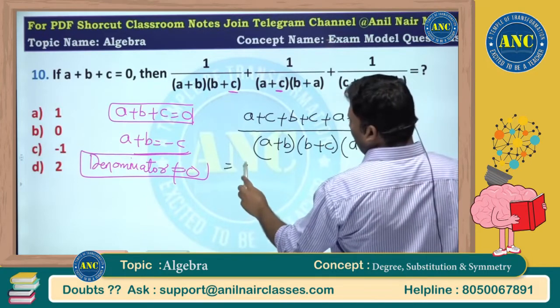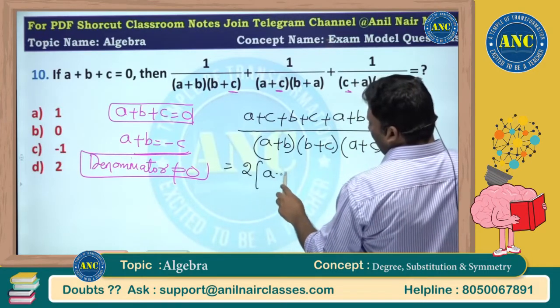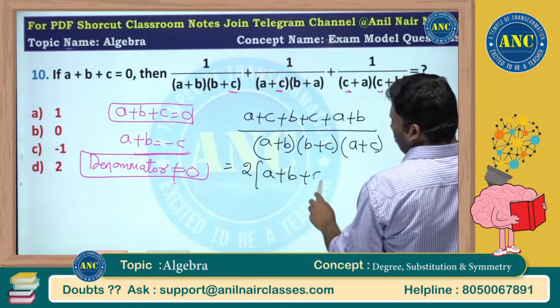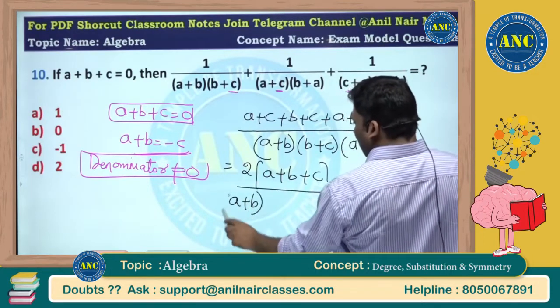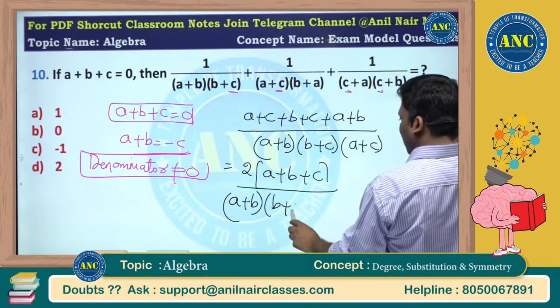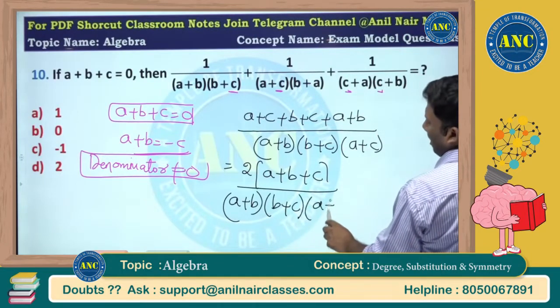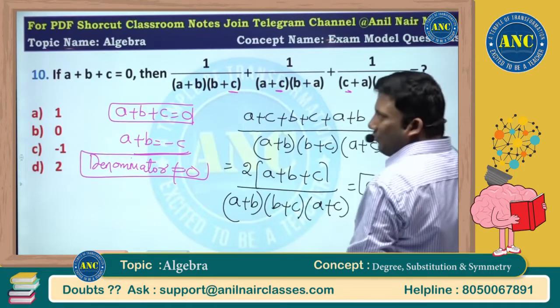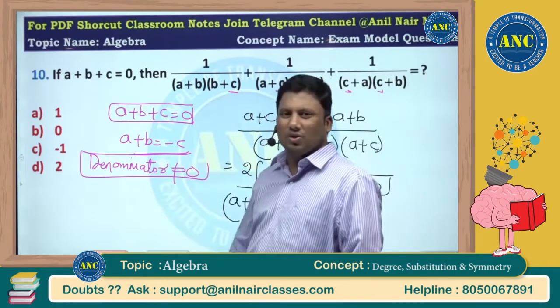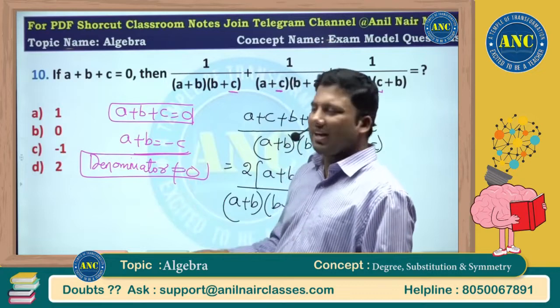So this will be 2 into (a plus b plus c), divided by (a plus b)(b plus c)(a plus c). What if a plus b plus c is 0? One way is you can substitute also, but that substitution will take a lot of time.